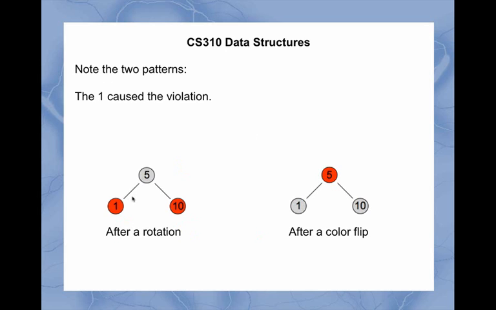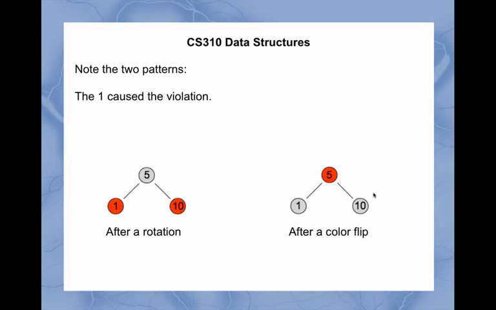So I want to call your attention to the patterns to look for, to be aware of. After a rotation, the 3 nodes involved in the rotation have this pattern: black at the top, then red, red. After a color flip, you have red, black, black.